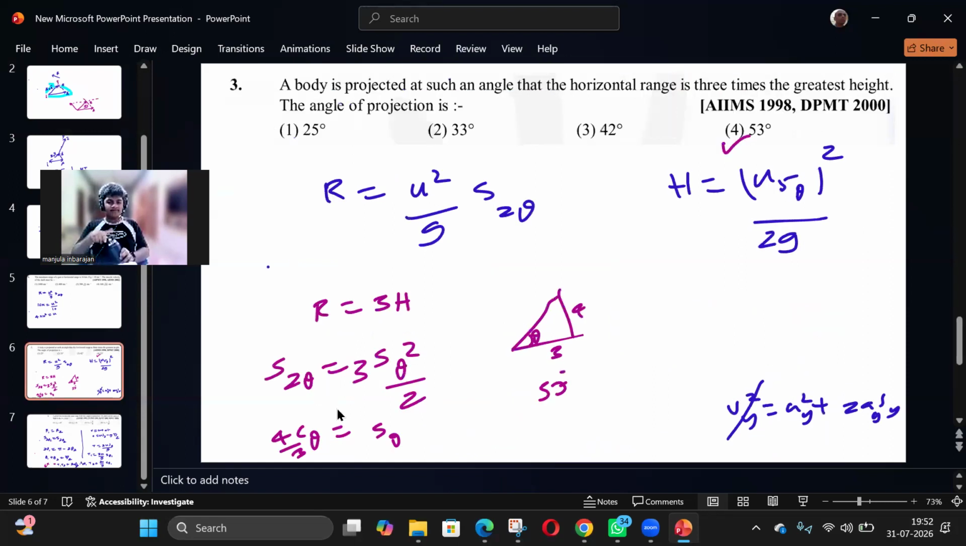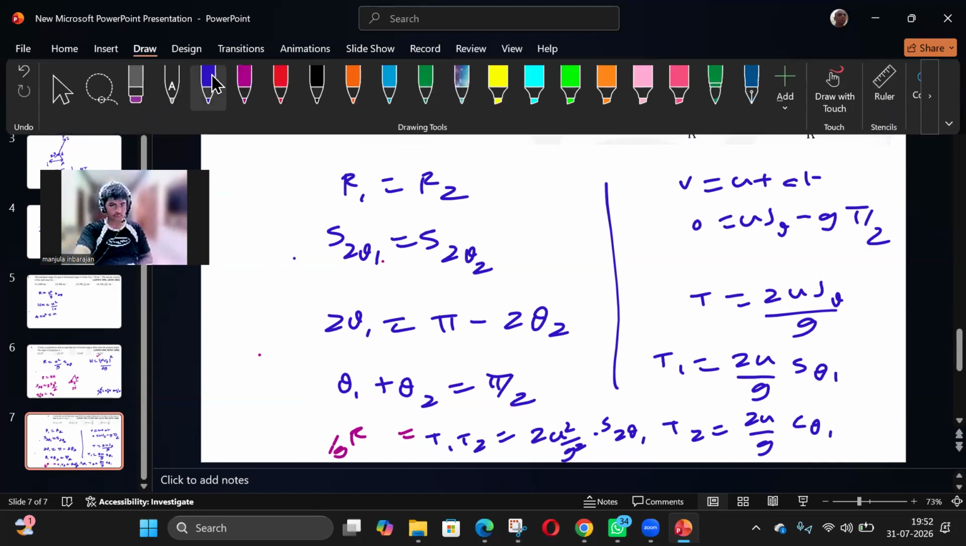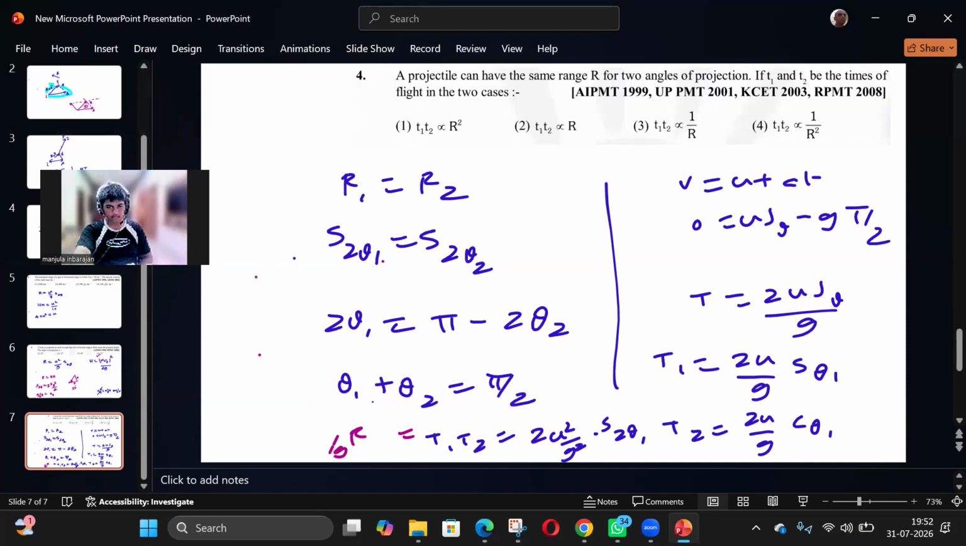Range is u square by g sine 2 theta. So u square by g sine 2 theta is here, and 2 by g is remaining. So 2 will come here. So T1 T2 is 2 by g into R, which is proportional to R. Okay. Yes, sir.